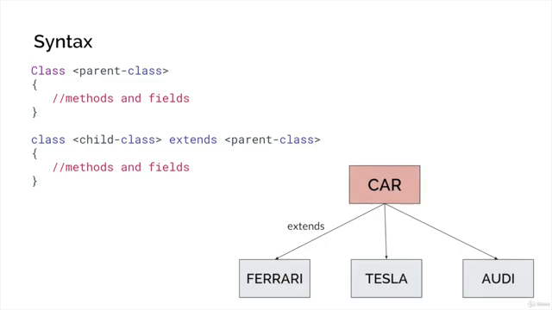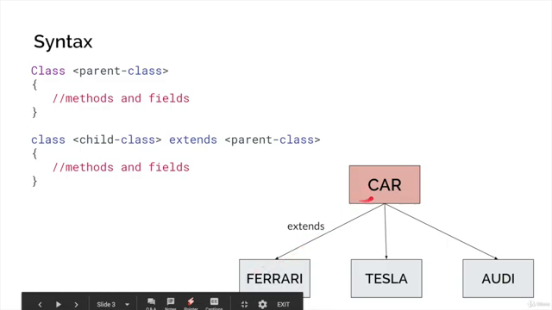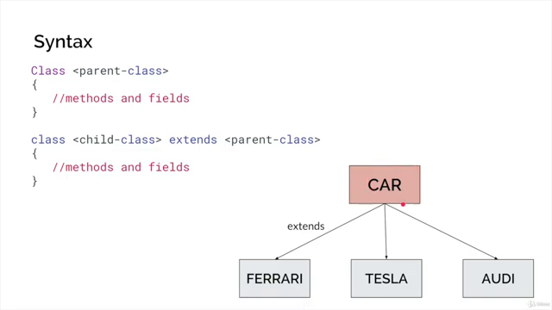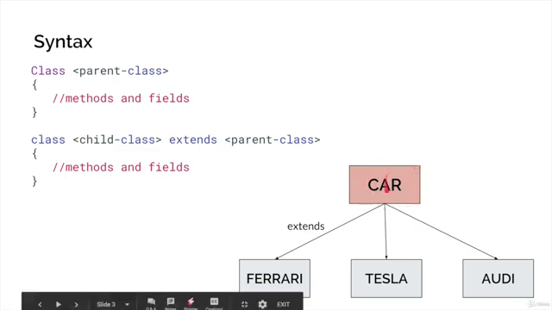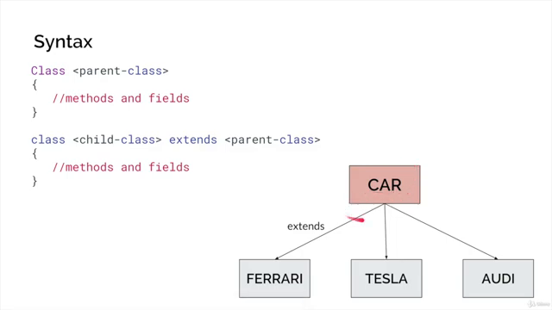So this is how it will turn out to be. We can say that class Ferrari extends car, class Tesla extends car, class Audi extends car. What this means is Ferrari, Tesla, and Audi are simply inheriting the car class. So why would Ferrari, Tesla, and Audi want to inherit the car class? The reason is that whichever class inherits the car class gets all the methods and fields defined in the car class.